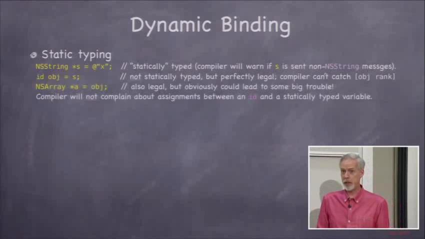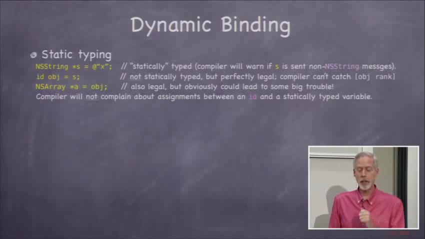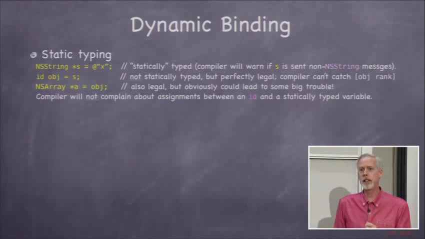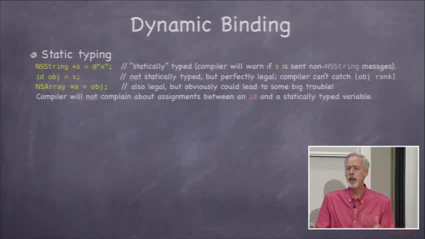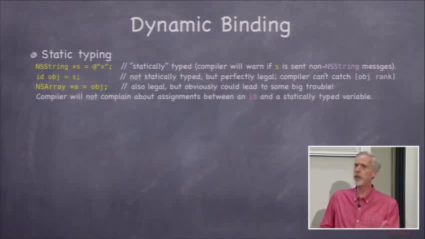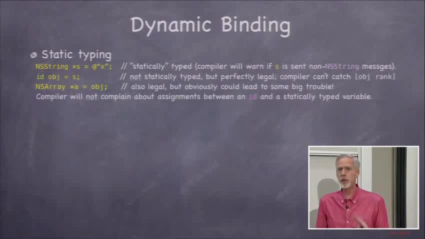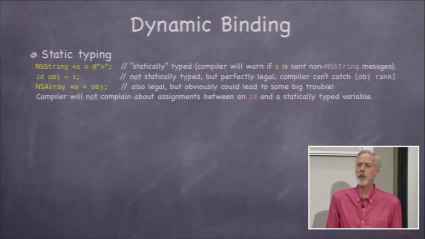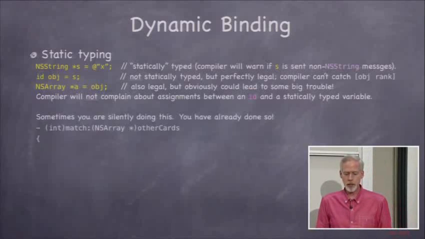Okay? You can also do this. NSArray *a = obj. Okay, now you have an NSArray variable that points to a string. Well, that's extremely likely to cause a problem. Okay? This is also legal because NSArray *a is a pointer to an object. obj is a pointer to an object, so it allows this assignment. Very dangerous, obviously wrong. If these three lines of code are there, that's clearly wrong. You would not want to have an NSArray pointing to an NSString. Okay? But so id can be dangerous in this way.